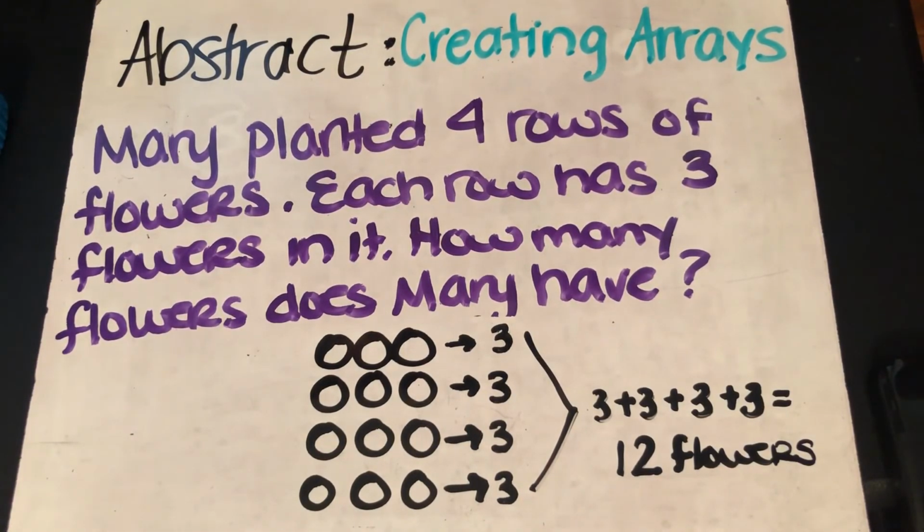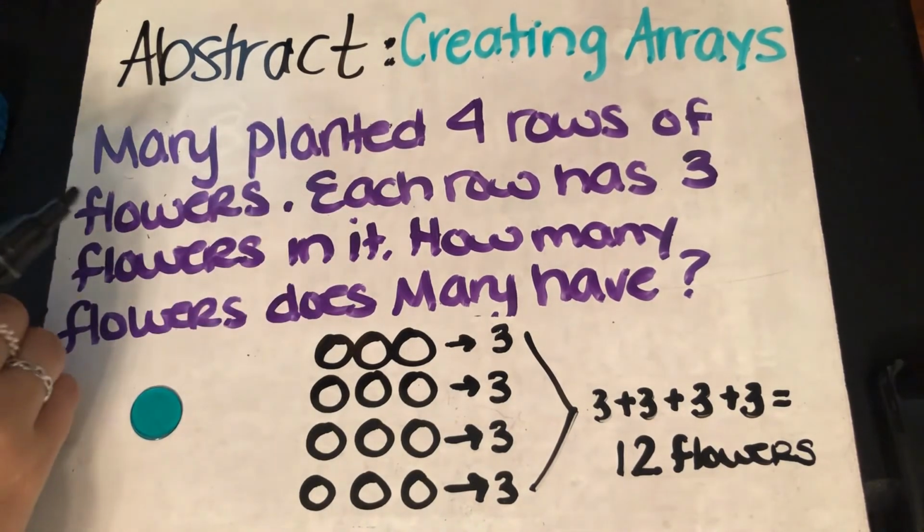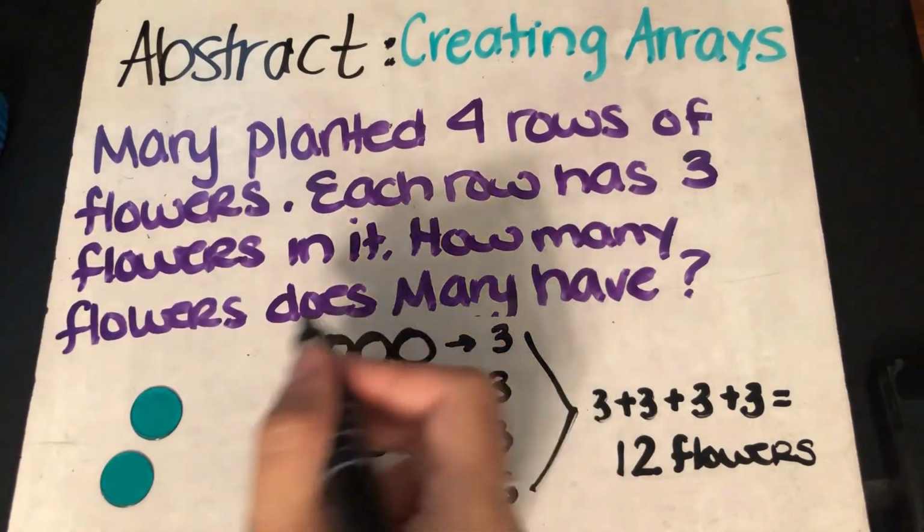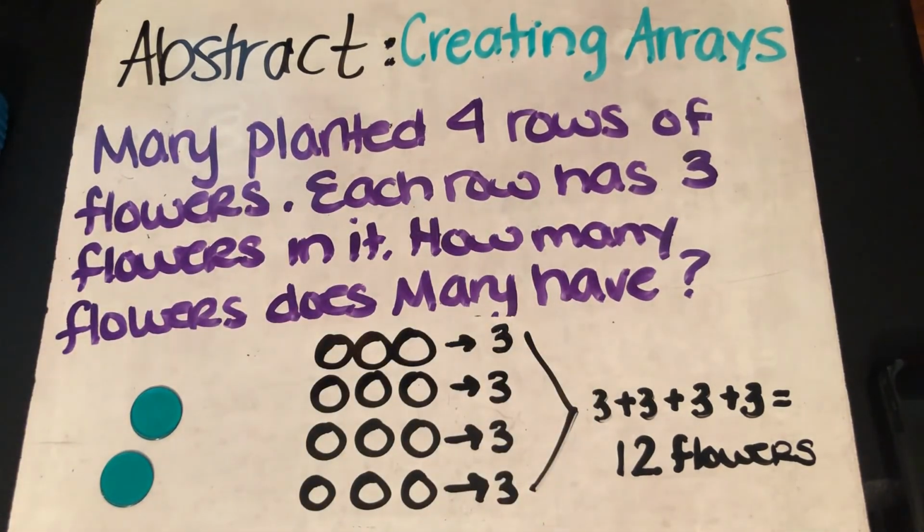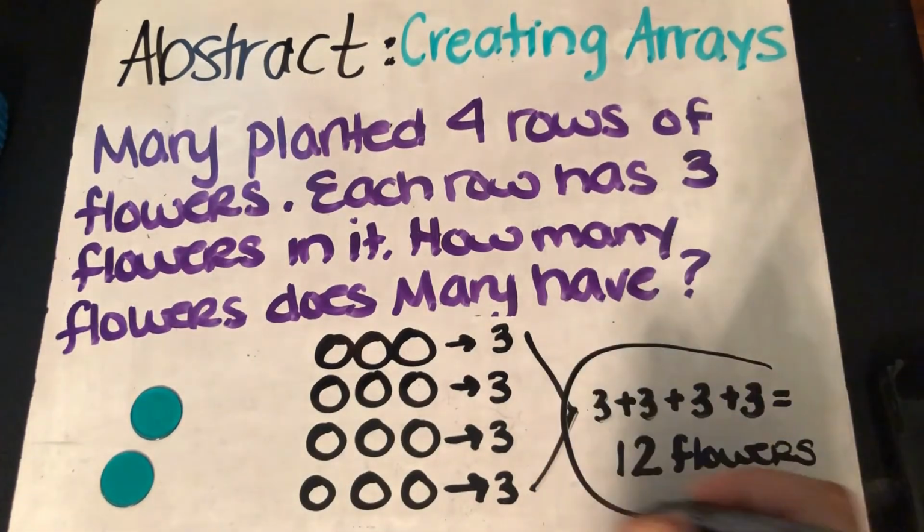The abstract level of this standard is having the students label their array and write a repeated addition sentence to match. This can be connected to our earlier approaches with our concrete, where we used our chips, our representational, where we used our pictures, and now as it bridges all together, this is the ultimate goal.